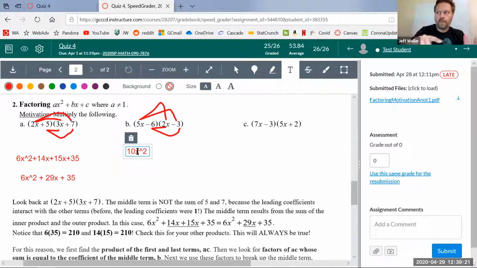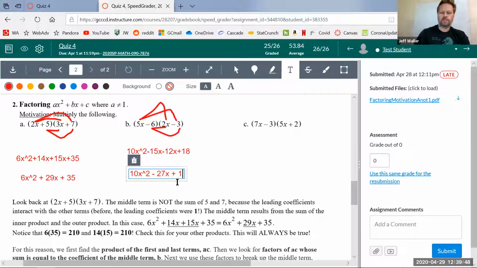And then the 5x times -3 is -15x. -6 now gets a turn. -6 times 2 is -12x. And then -6 times -3 is plus 18. Hopefully everybody's gotten the same kind of answers here. 10x squared, put the middle terms together, -27x plus 18.